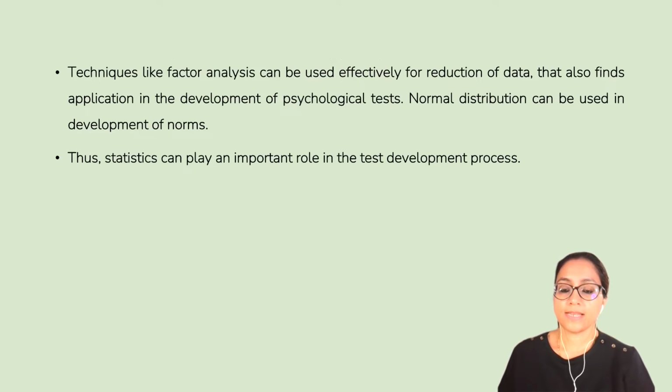Techniques like factor analysis can be used effectively for reduction of data. That also finds application in development of psychological tests. Normal distribution can be used in the development of norms. So there are techniques like factor analysis which can be used for variable reduction, and normal distribution, which we will study later, can be used in the development of norms. Thus, statistics plays a very important role in the test development process.